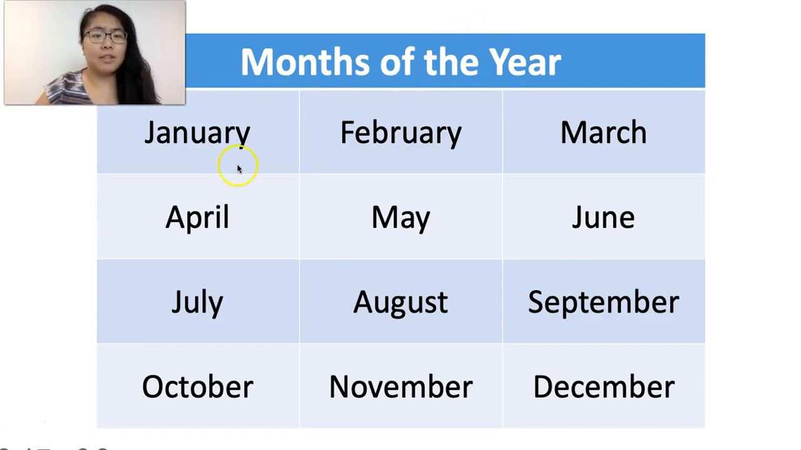So we have January, February, March, April, May, June, July, August, September, October, November, and December. These are the months of the year. It's a good idea to read through them and be able to pronounce them as you see them on a calendar.